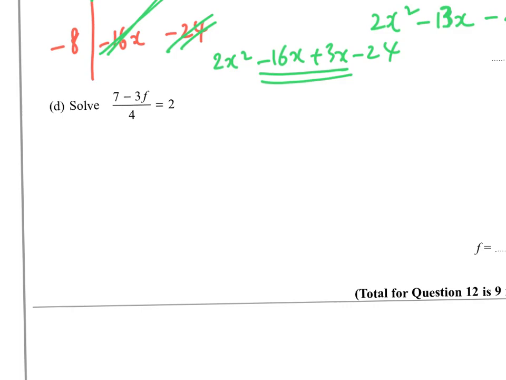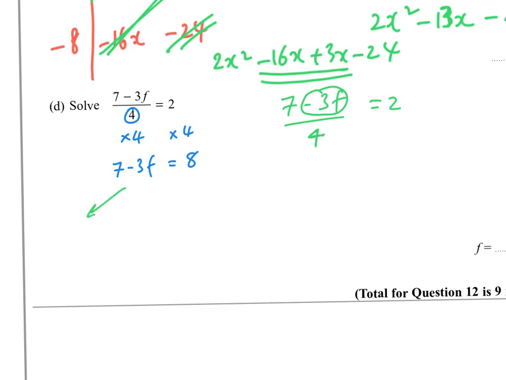I think for this one, you don't want this denominator of 4 to be here, so I'll definitely times both sides by 4, and I'll have 7 minus 3f equals 8. I think a common mistake here with this question would be to add 3f to both sides. But it's not 3f because it's all being divided by 4, so it's actually 3 minus 3/4 f, so be very careful there.